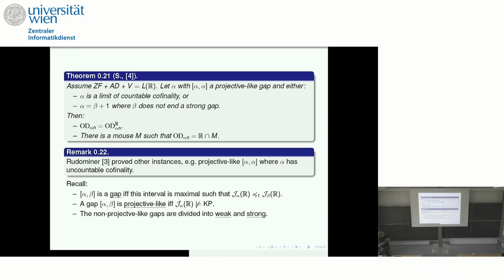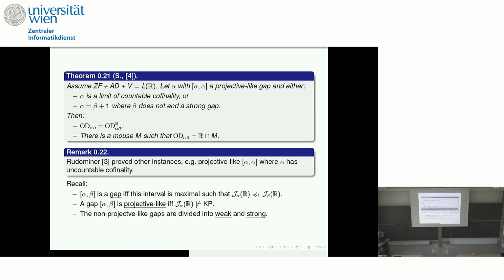So alpha here is projective-like gap, and a gap, if you don't know, is an interval. Alpha, beta is a gap of L of R if it's a maximal interval with respect to Sigma 1 elementarity. You extend alpha and beta as far as you can in either direction, and any lower or higher would fail Sigma 1 elementarity. That's a gap of L of R.